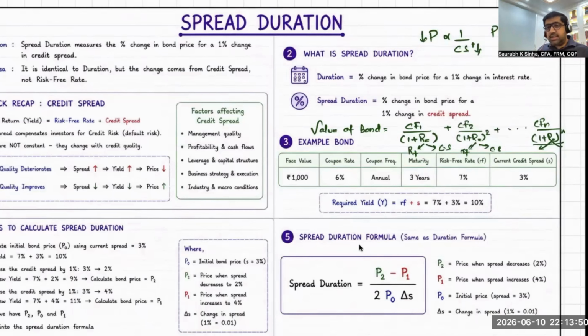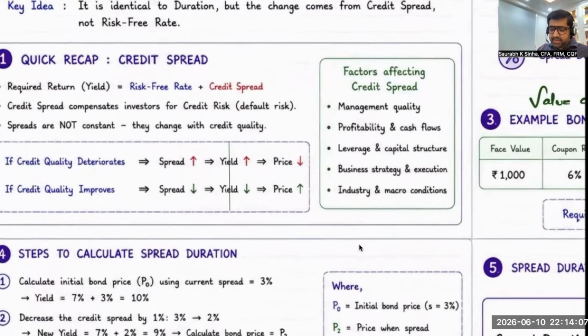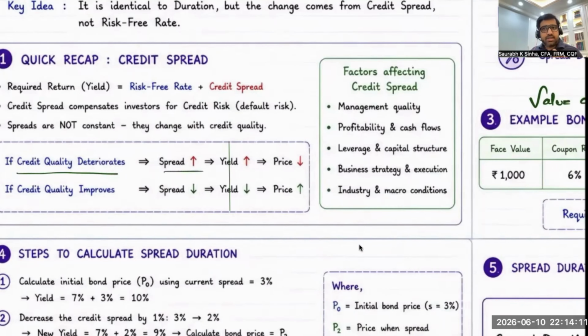Or if the credit spread widens, it means the credit quality of the firm is decreasing. And if the credit quality of the firm is decreasing, you will start perceiving that bond as a bad bond. And that's why the price of the bond will fall. And that is what is written here. If the credit quality deteriorates, the spread will increase because you will demand more extra. The total required rate of return, or the yield that you're demanding from the bond, will increase and the price of the bond will fall.